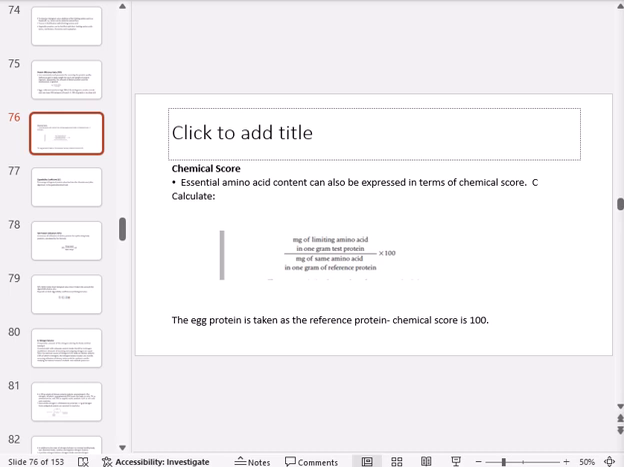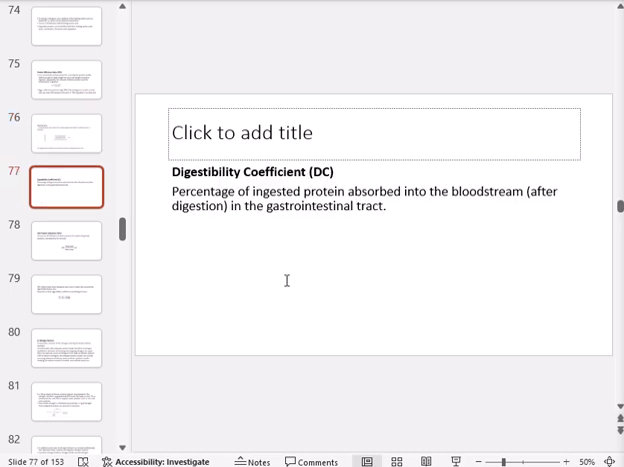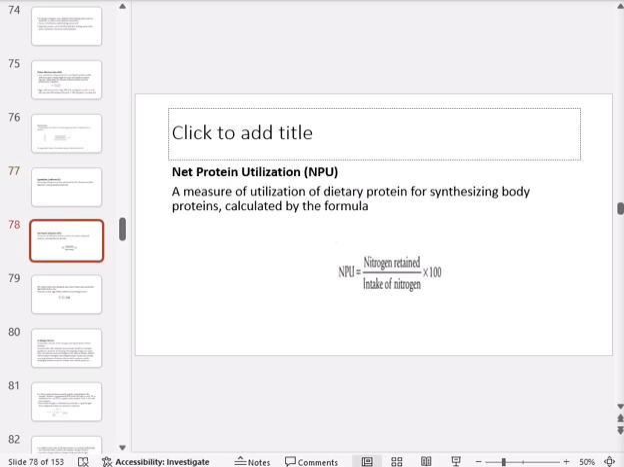The next thing we can look at is the digestibility coefficient. From the word digestibility, it refers to the percentage of the ingested protein absorbed into the bloodstream, that is, after digestion in the GIT. And then from there we can look at the net protein utilization, NPU, which is a measure of utilization of dietary protein for synthesizing body proteins.